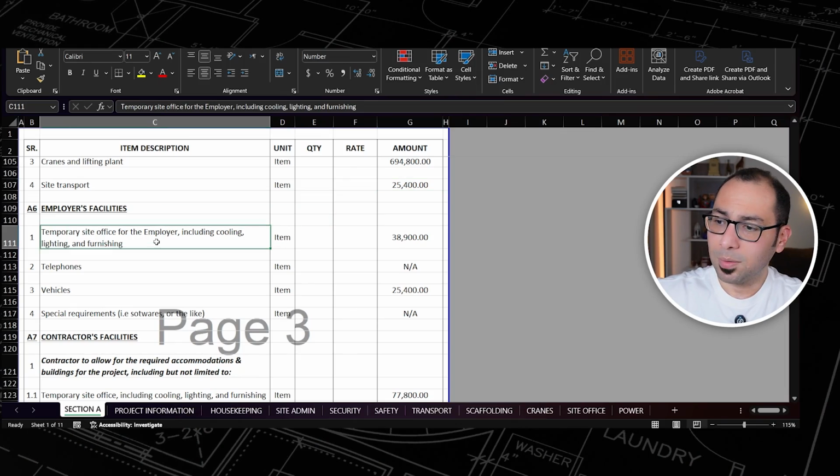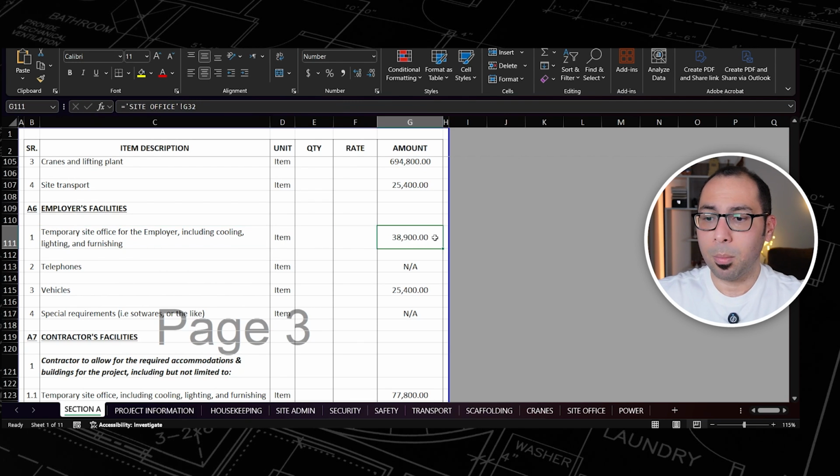Now when we go to subsection A6, which is employers' facilities. And what are the employers' facilities that we have here? We need a temporary site office for the employer, including the furniture and all of that. So for this, again, I need a breakdown to see where this number is coming from.